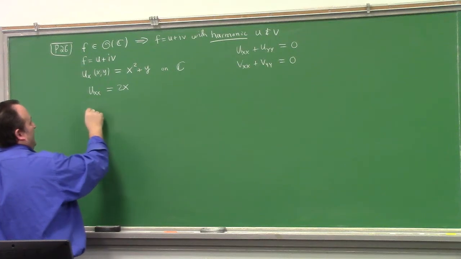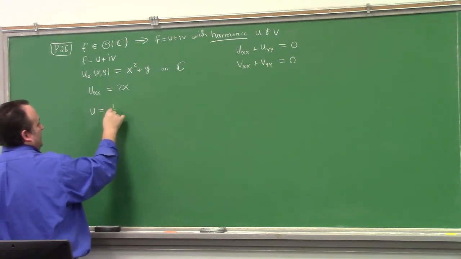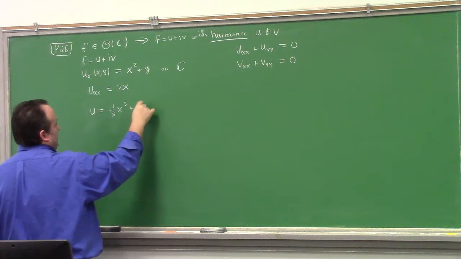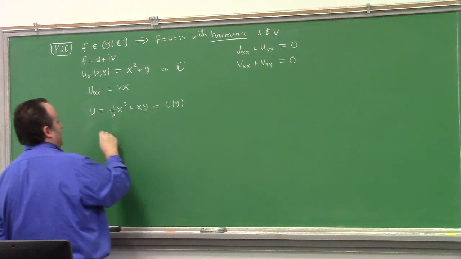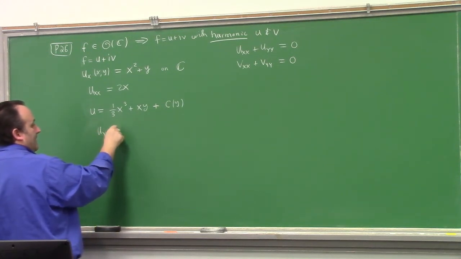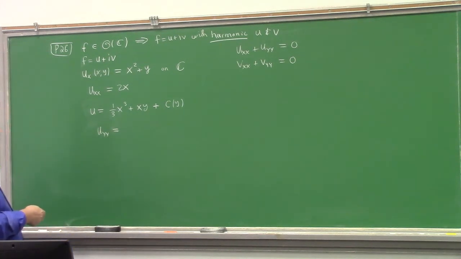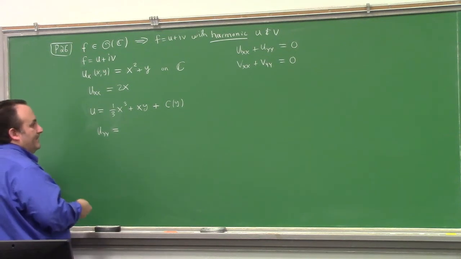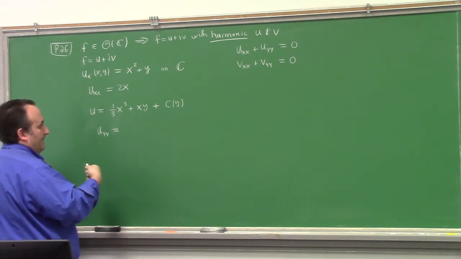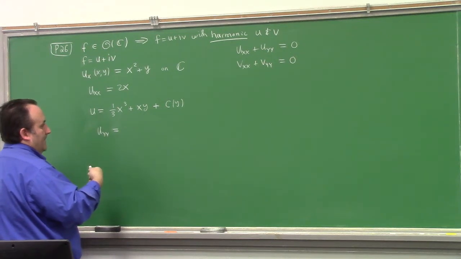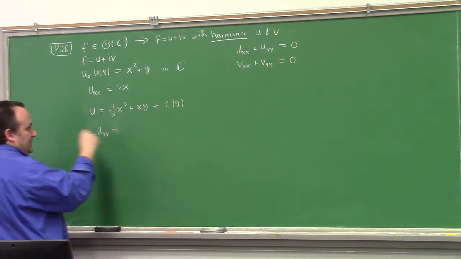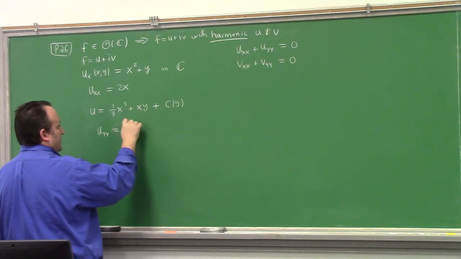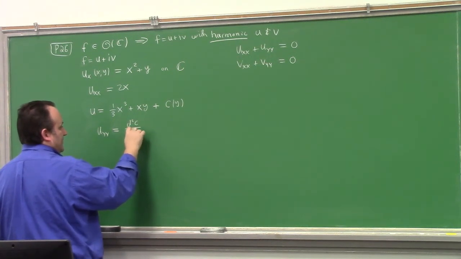Okay, so yeah, I've erased too much. We had u equal to 1/3 x cubed plus xy plus c of y. So what's uyy? Well, uy is going to be x plus c prime of y. The y derivative makes the first term go to 0. And so uyy would be c prime prime of y, or d squared c/dy squared, right?